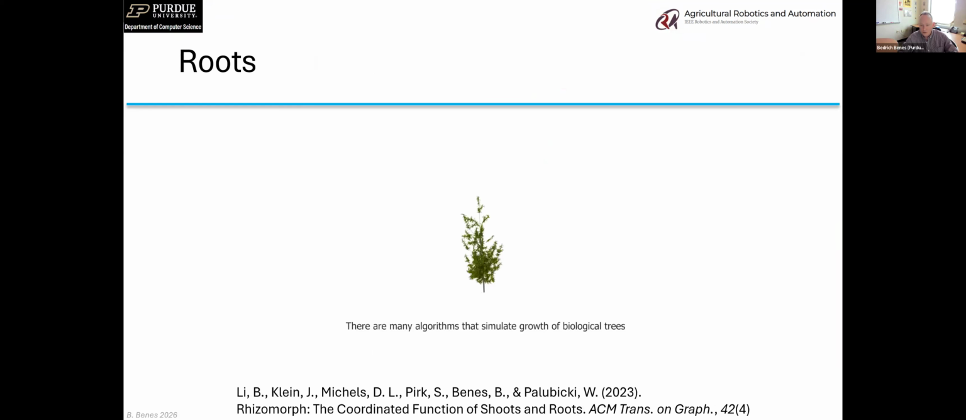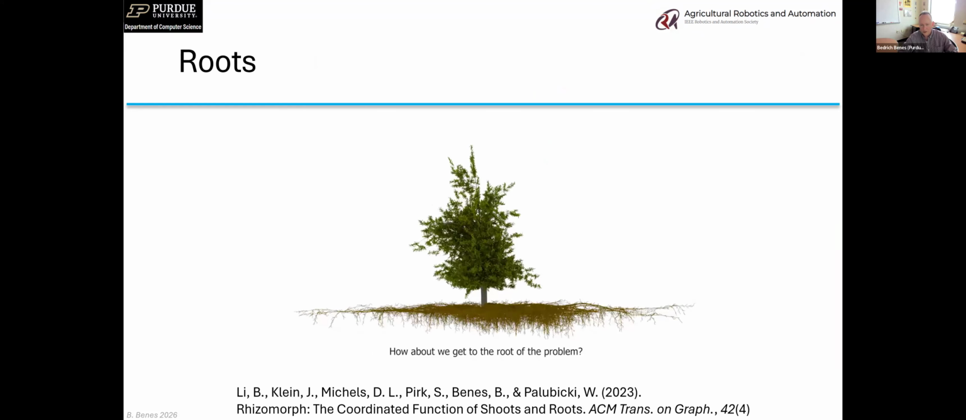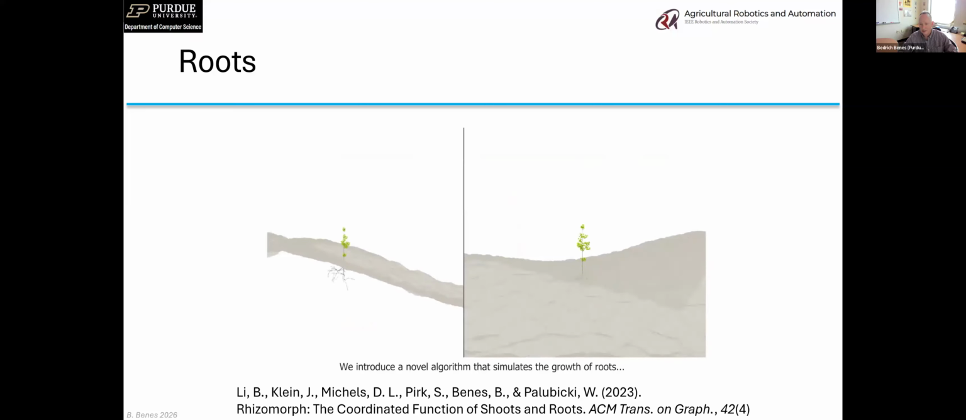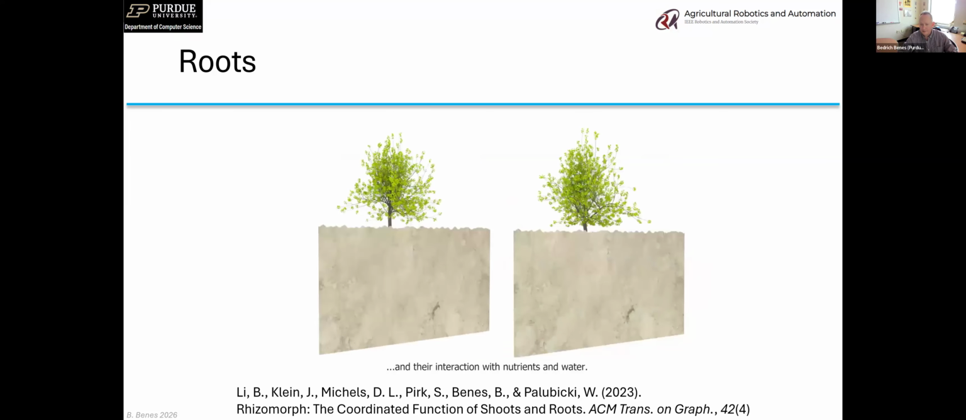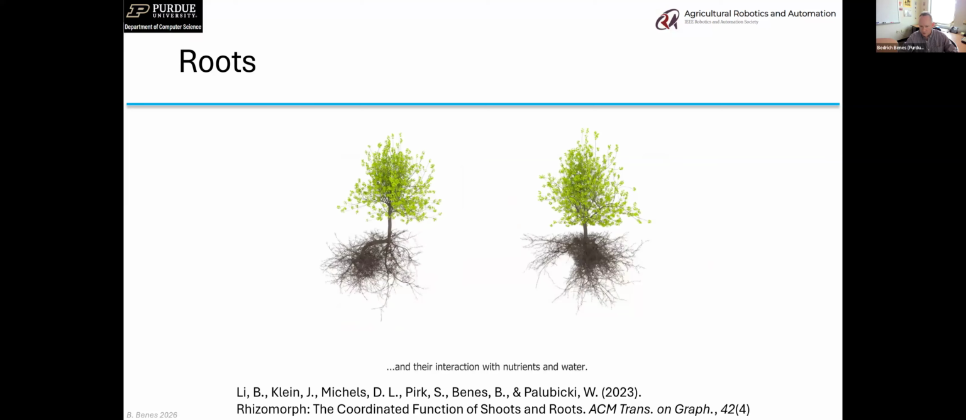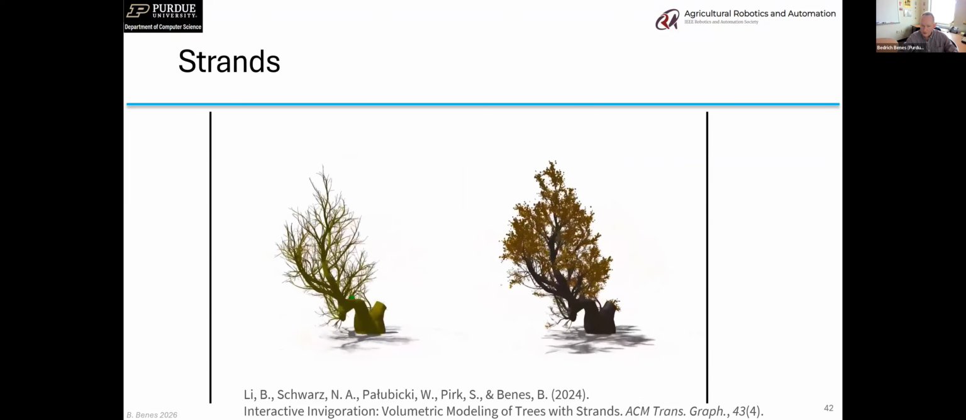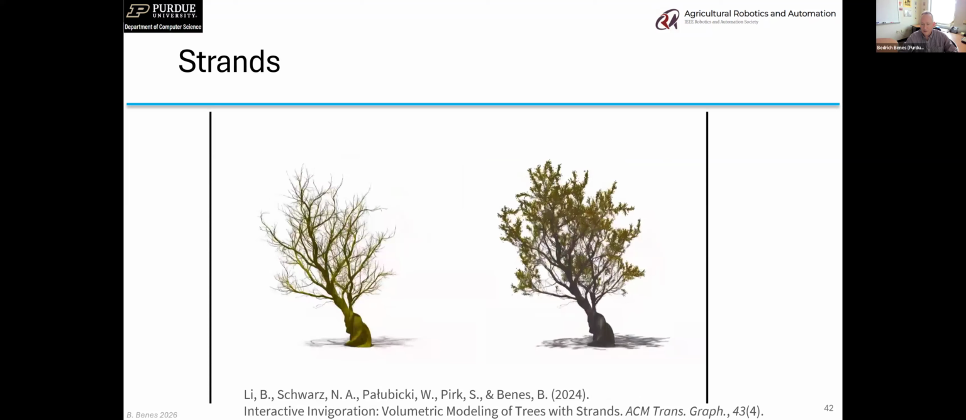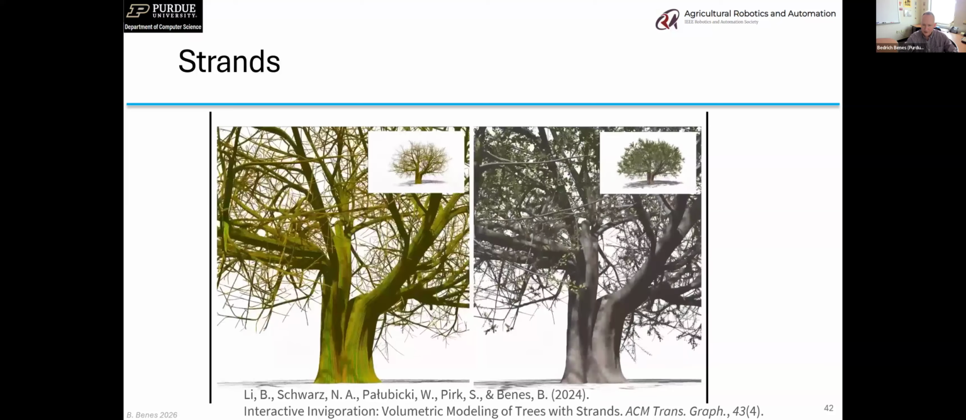We have also developed algorithms. This was in 2023 for root simulation, where we simulate different kinds of roots, and they actually interact with different kinds of soil, and they absorb nutrients, send them through the three-dimensional structure to the shoots, and the shoots send energy down there. We introduced volumetric tree models where you can actually cut into them and see the three-dimensional structure internally, so they are not just polygonal meshes.